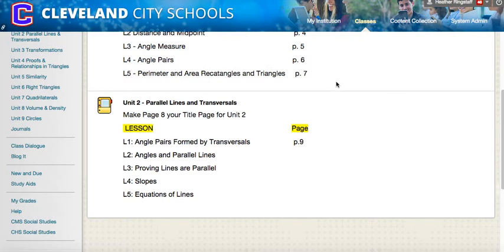And while we're talking about Unit 1, I do have your tests. I've just got to get them back to you. We'll probably talk about those tomorrow and review a little bit. They were not as good as I would have liked them to be, but we'll talk about that tomorrow and what went wrong.